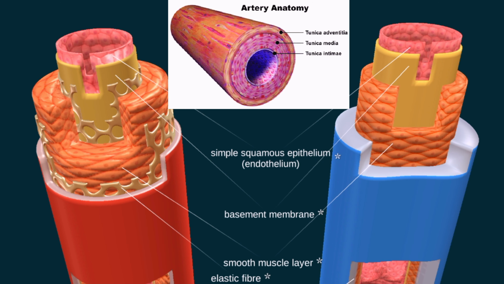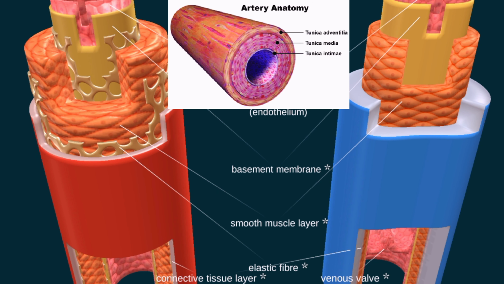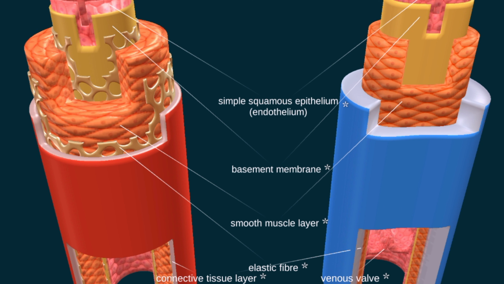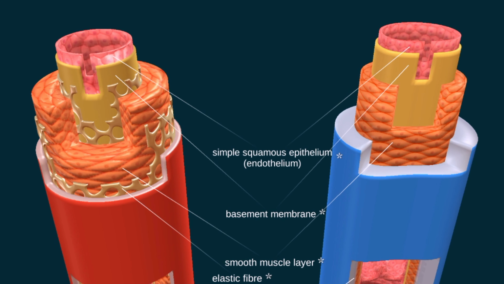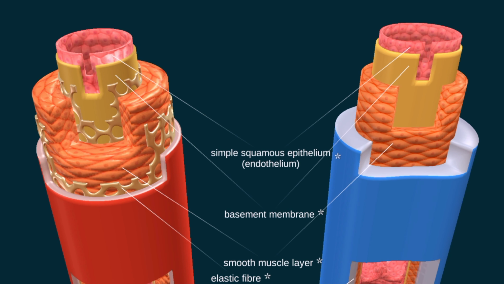Tunica adventitia is the outermost layer of the artery and is composed of connective tissue. It provides support and protection to the artery. On the other hand, veins are blood vessels that carry deoxygenated blood back to the heart from various parts of the body. They are thin-walled, less muscular tubes that have a different structure compared to arteries.